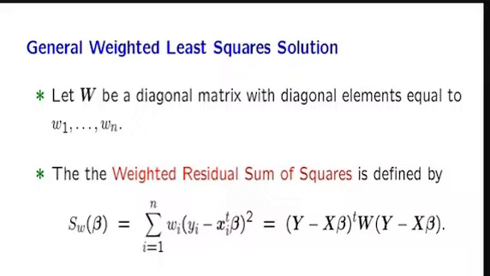Of course, you remember the other time where we used (y minus x beta) transpose. The only thing that you're actually going to add is the W. The W here is a matrix, which I wanted you to take note of.